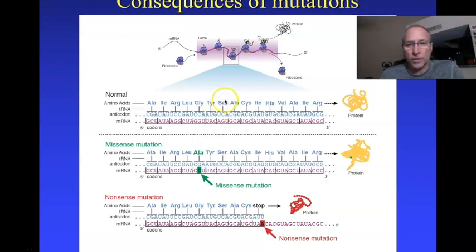See, on this side, tyrosine, serine, alanine, cysteine, tyrosine, serine, alanine, cysteine, and so forth. The same side over here, alanine, isoleucine, arginine, leucine are all the same. The only change is here. Whenever you have a change in the amino acid, we call it a missense mutation. It means that the sense has changed.